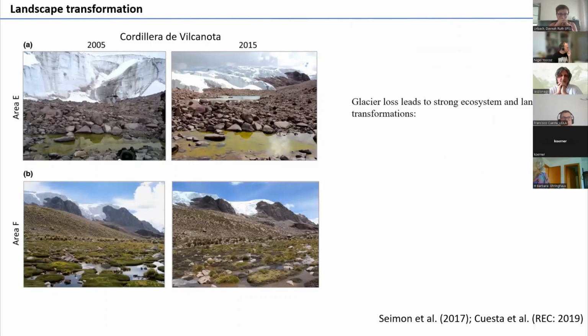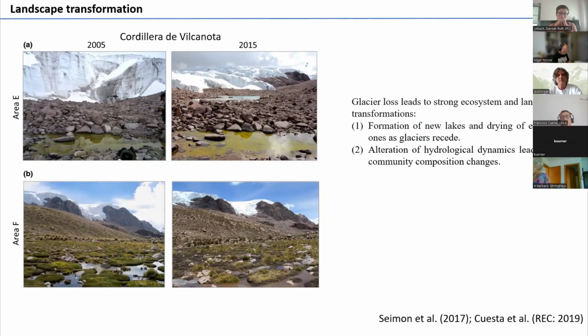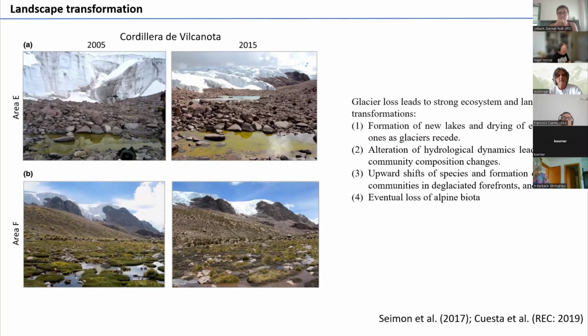This is an example of the Cordillera of Vilcanota, two locations in 2005 and 2015. And as you can see, there are dramatic changes in the landscape. And this translates into formation of new lakes and drying of existing ones, alteration of hydrological dynamics, which leads to community composition changes, especially in glacier-fed streams and wetlands. And of course, that also creates a good condition for upward shift of species and formation of novel or new communities in these deglaciated forefronts. And also, there have been suggestions of eventual loss of alpine biota over time.